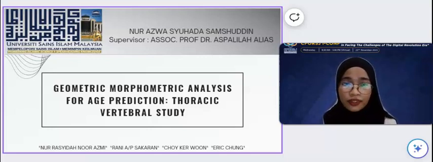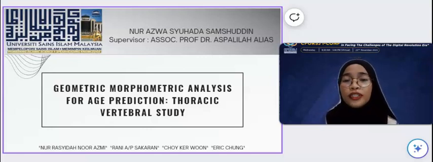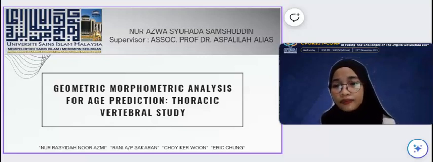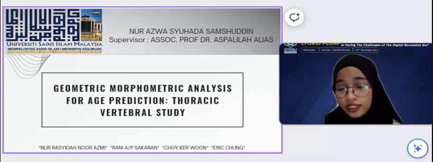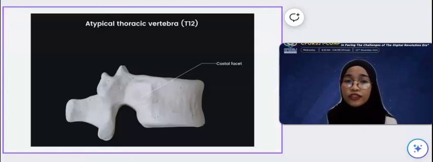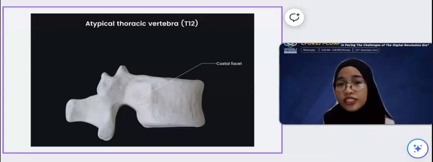Aspadillah Alias. So I am going to present about my study entitled Geometric Morphometric Analysis for Age Prediction, Thoracic Vertebral Study. So these are the co-authors of my study. As you can see, this is the picture of the 12th thoracic vertebra, or we can call it T12.